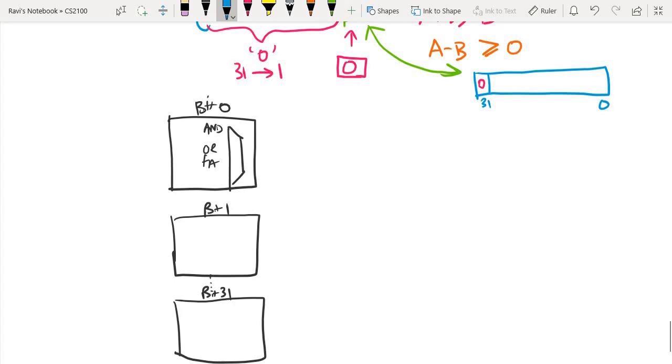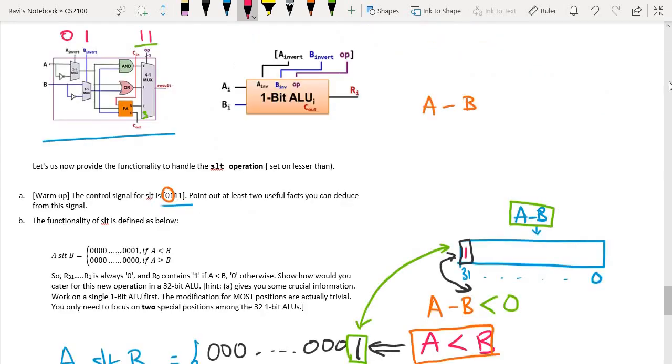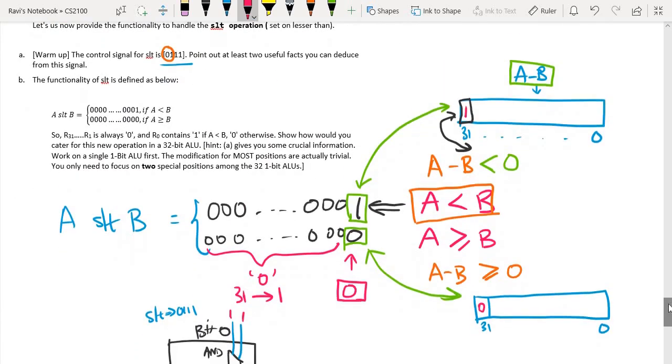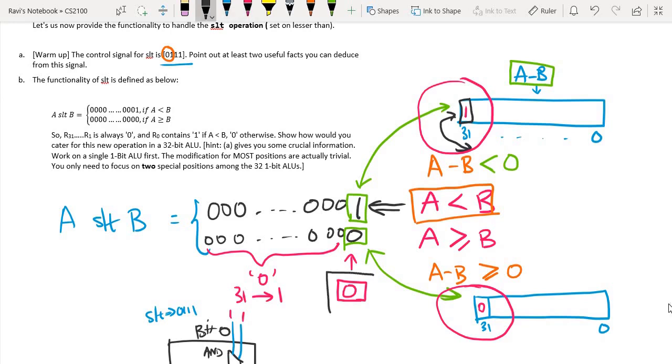We know that the selector bits for the multiplexer for the SLT operation are 0111. So the 11 comes here, which means I'm selecting line 3. So this line 3 from the multiplexer for bit 0 should actually be holding which value? It should be holding the result of bit 31 after I do the subtraction operation. So how do I map it back?